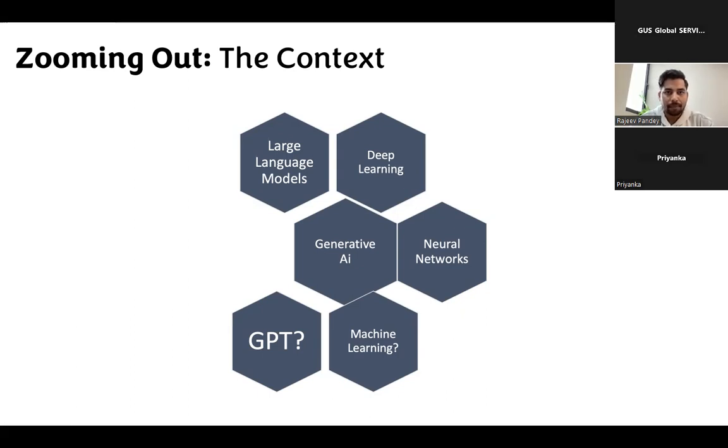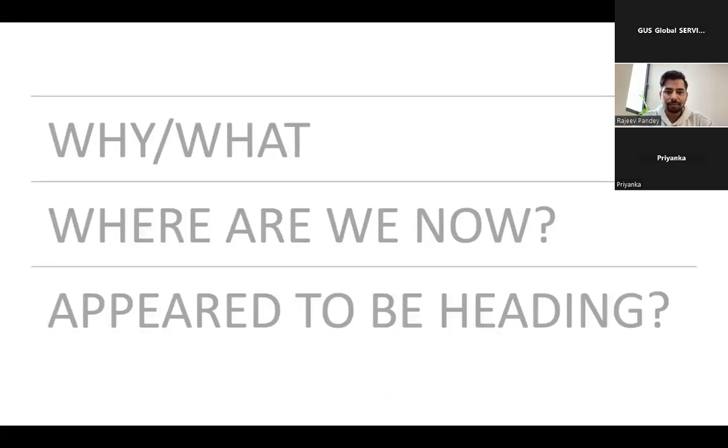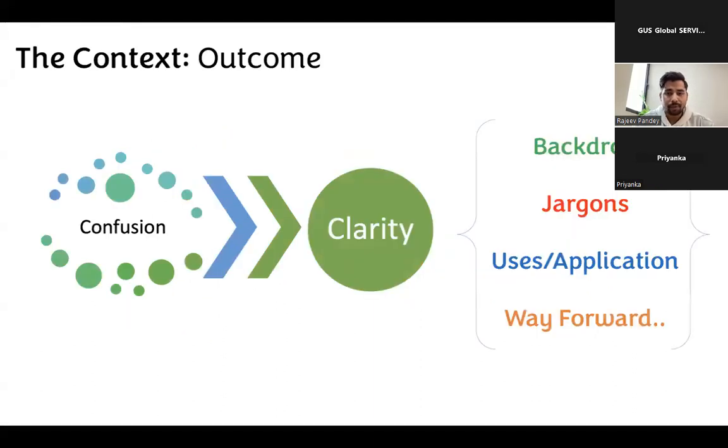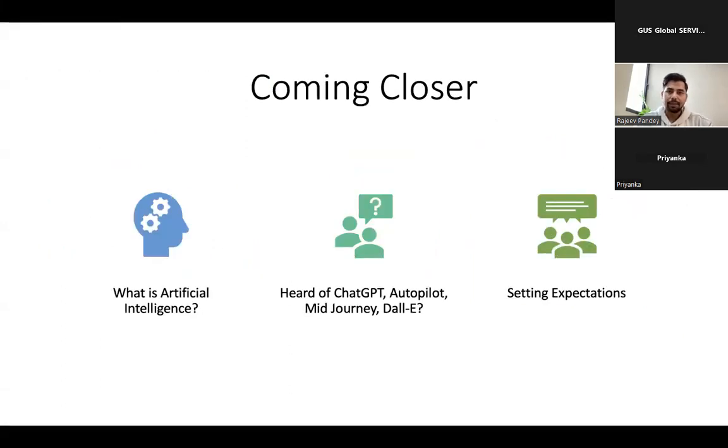All right, let's move forward. These are the three broader things that we're going to address: why and what, where are we now, and where we appear to be heading. Essentially, we'll move from confusion, which largely comes from a lot of terms and jargon, to clarity. We will learn how to bring them into application and uses, and move forward, right?